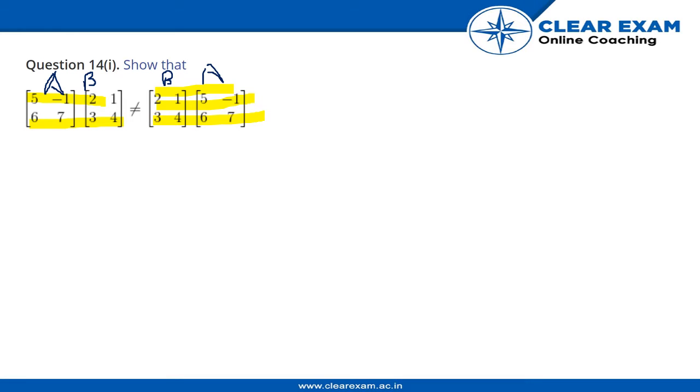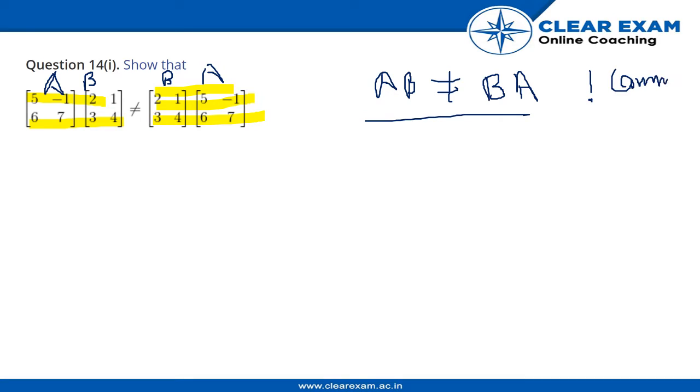The whole question is that we have to prove that in general AB is not equal to BA. AB can be equal to BA in some special cases, but generally AB is not equal to BA. I mean, matrix multiplication is not commutative, and we just have to verify this property.